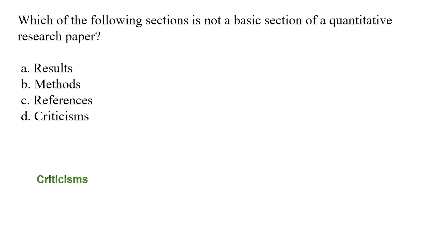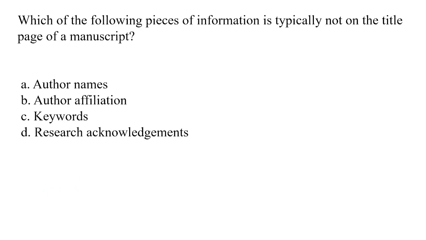What happens is that in the discussion section, the authors write some of the shortcomings and limitations of their work. We have done this work, but we have actually assumed this to be this. We have done all the work in cell culture. We have not done it on any actual animal. These are the kind of limitations that the authors write in the discussion section. So obviously there's no separate section called criticisms as such in any kind of quantitative scientific research paper. Correct. Moving on to the next question.